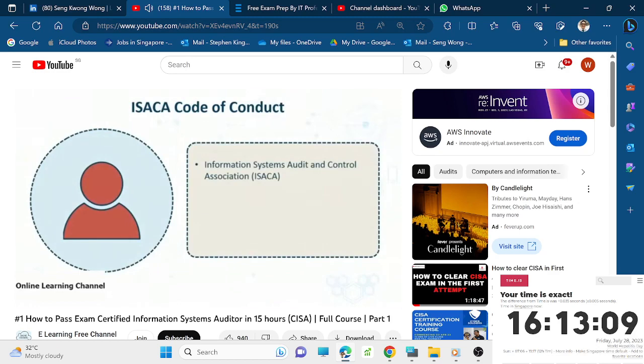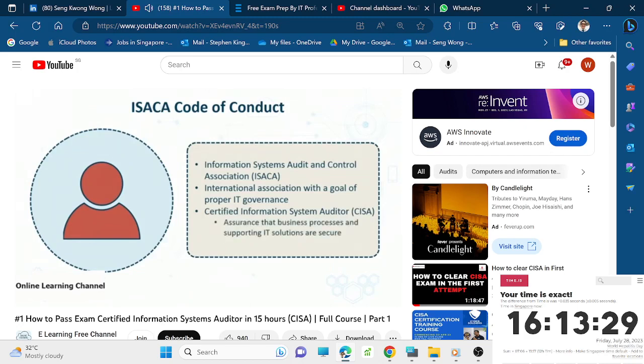ISACA stands for Information Systems Audit and Control Association. It's an international association where the overarching goal is proper IT governance. Now, specifically for Certified Information System Auditors, or CISA, this is going to be important. The CISA certification provides an assurance to clients that business processes and supporting IT solutions are secure through proper auditing processes.